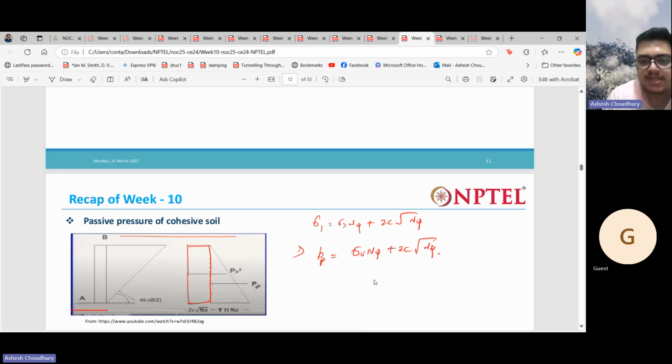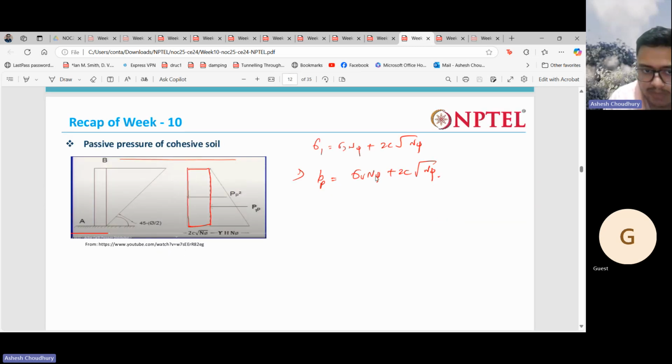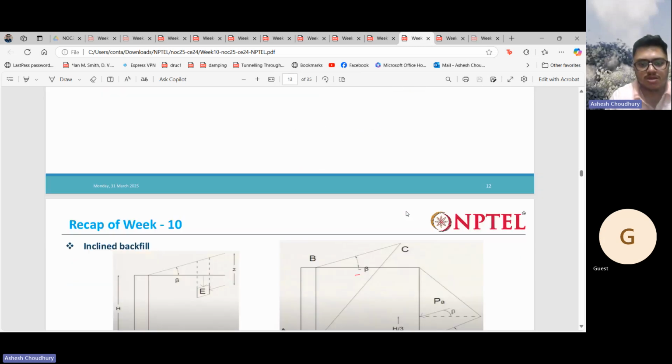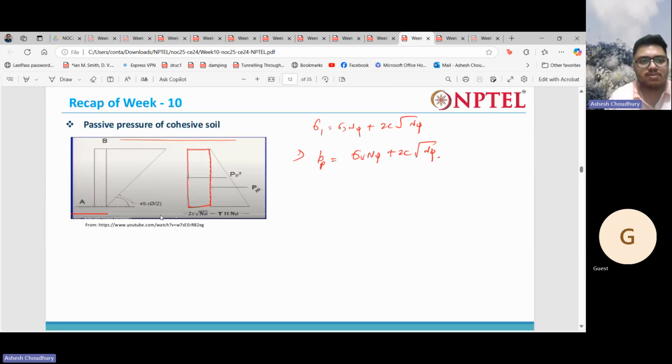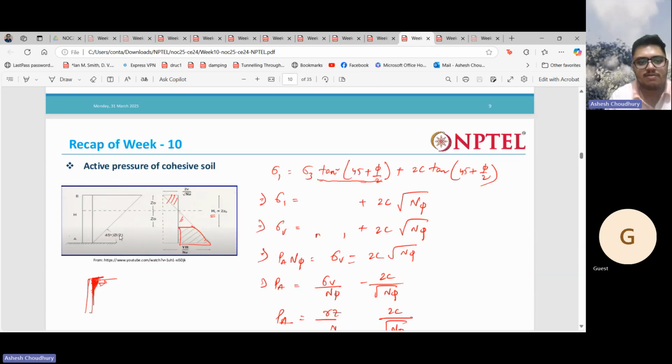Okay, this N phi is what? tan square (45 plus phi by 2). So 1 by N phi is tan square (45 minus phi by 2). That's the difference. So this is the active case, this is the passive case, which is why we look at tan square (45 plus phi by 2). And the inclination you should remember: passive is inclined at 45 minus phi by 2 and active is inclined at 45 plus phi by 2. Okay, this failure wedge.